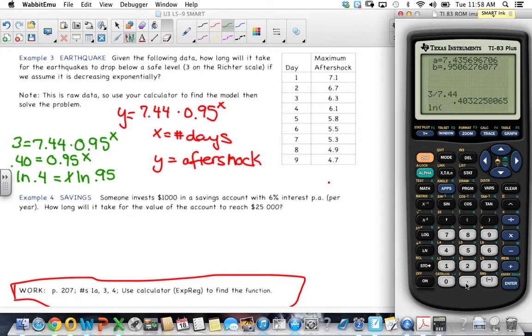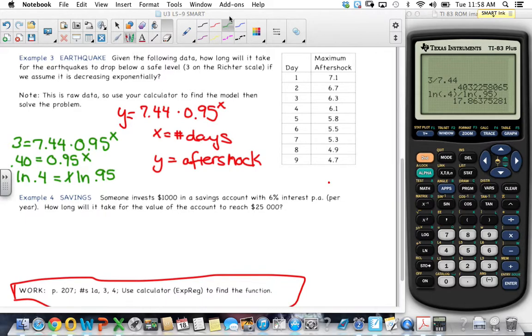Natural log of 0.4 divided by natural log of 0.95. Close that off, hit Enter. It'll tell you about 17.8 days. So to be sure, it's probably 18 days is the best answer. So at 18 days, it will have returned to a safe level.